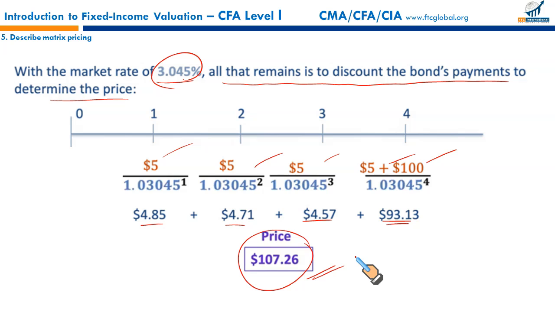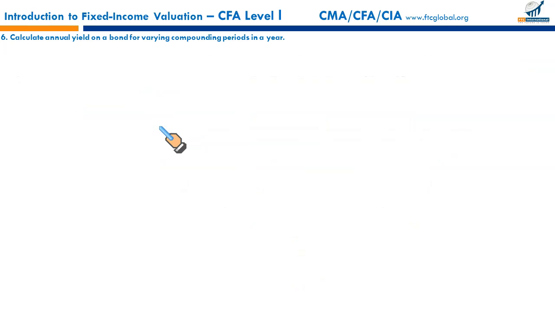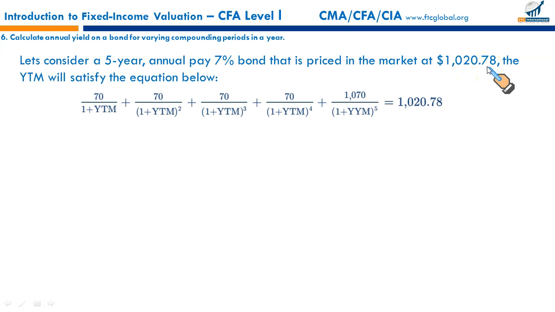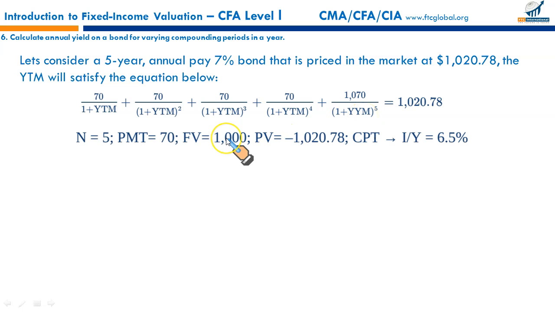So next LOS is calculate annual yield on a bond for varying compounding periods in a year. And let's consider a 5-year annual pay 7% bond that is priced in the market at 120.78. The YTM will satisfy this equation, or else we can use our TVM computations in our financial calculator. We will plug in N is 5, PMT 70, FV 1000, PV, and then we can calculate our yield to maturity.